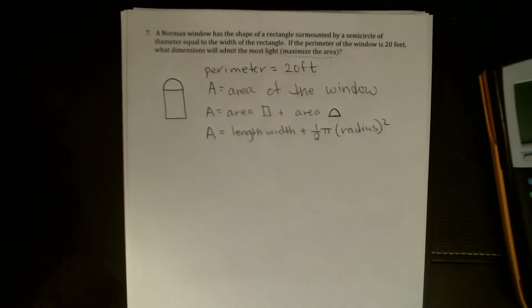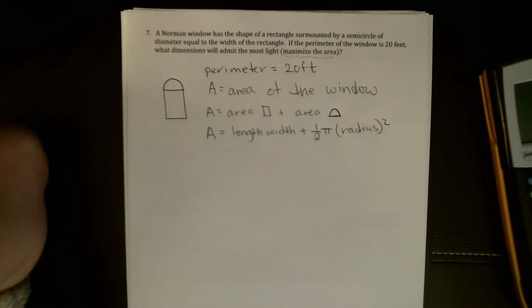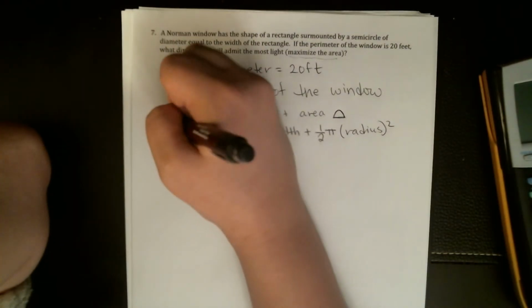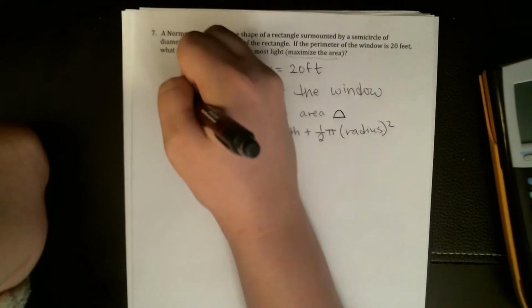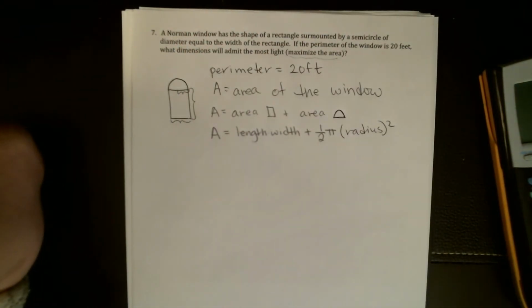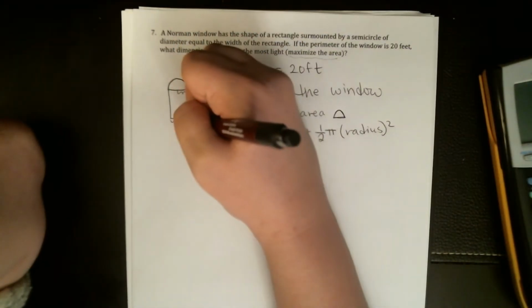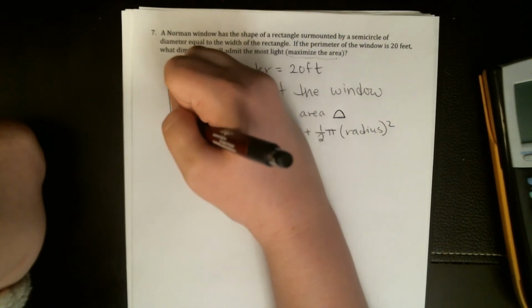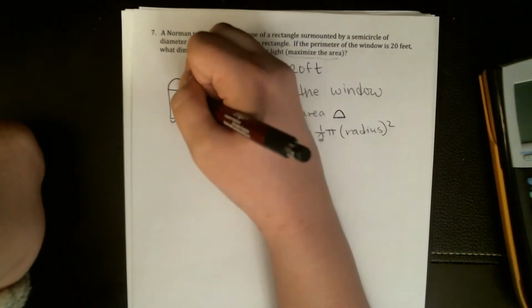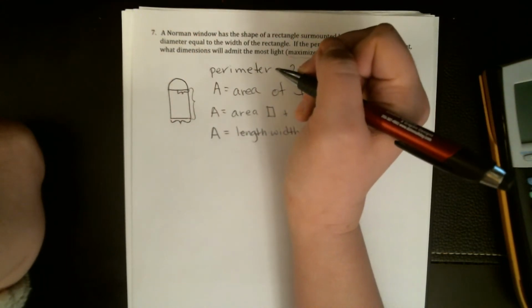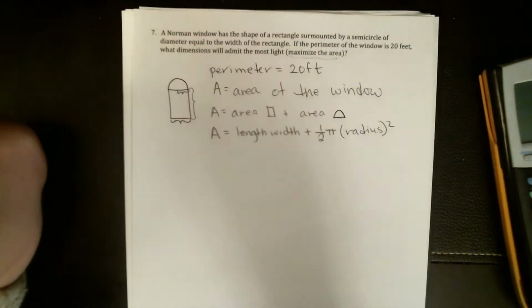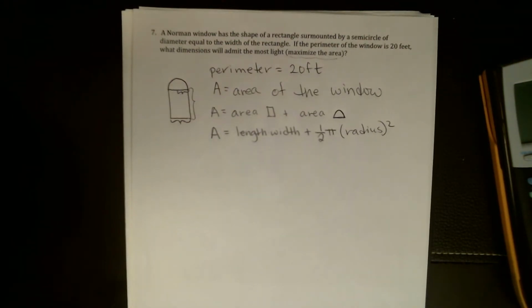Okay, so this is what I'm trying to fill in. I need to be able to get the length, the width, and the radius all in terms of the same variable. So two of those I see really easy relationship. The width of the rectangle and the radius of the circle are really closely related. The width is just twice as big as the radius. So I would say that that would be my first guess.